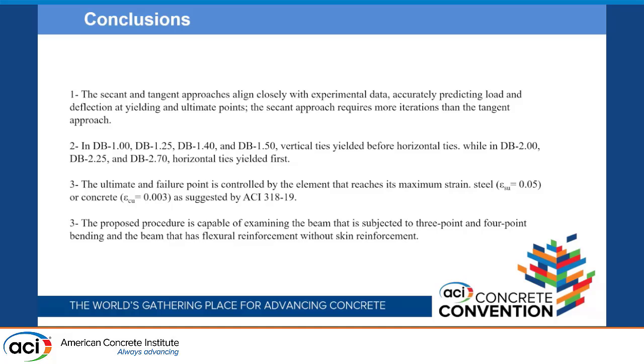And then the ultimate and failure point was controlled by either 0.05 maximum strain in the steel or 0.003 maximum strain in the concrete. And the proposed procedure is capable of examining the beam subject to 3-point and 4-point bending.